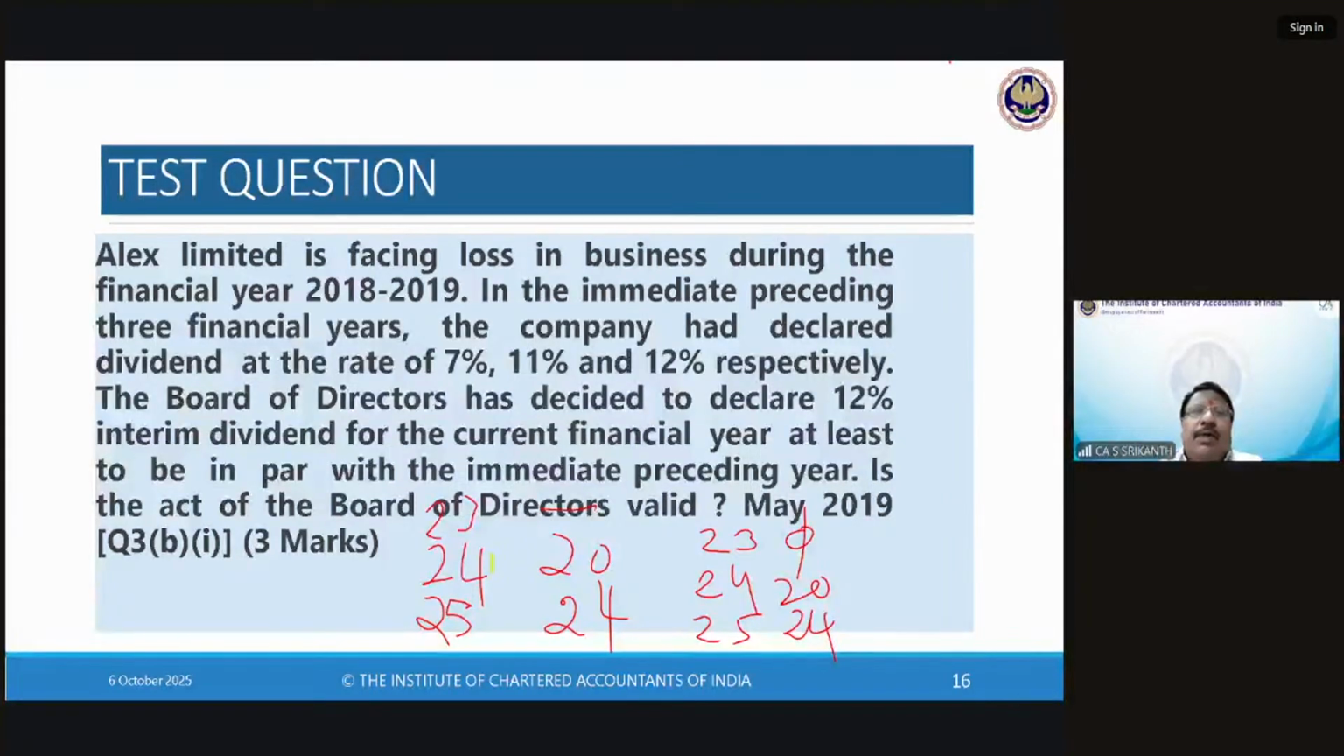Hope you got the point. This is a very, very tricky question. I doubt if it will be asked in the exam. See, usually students will ask me.